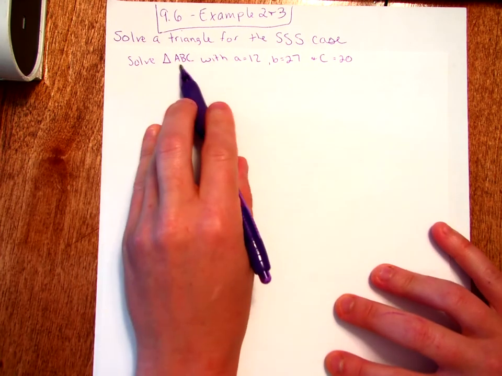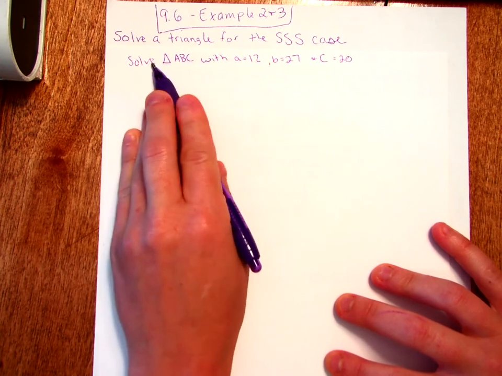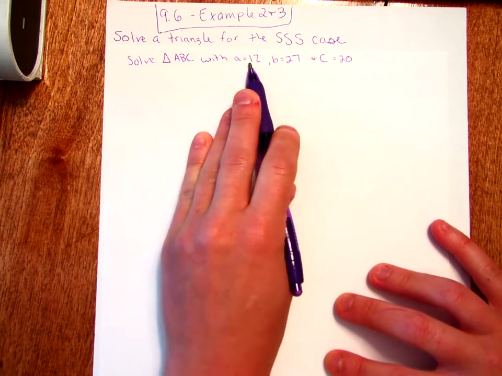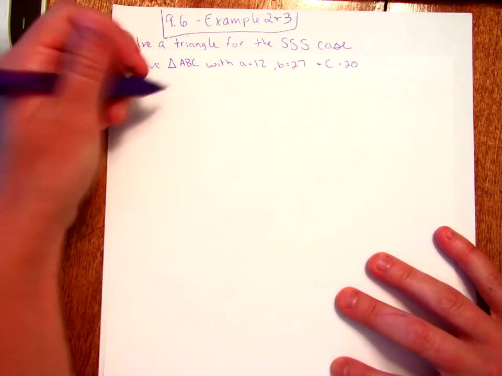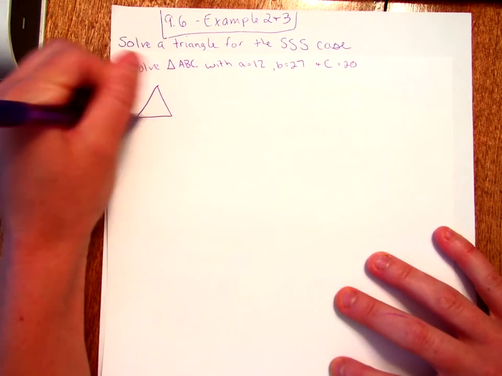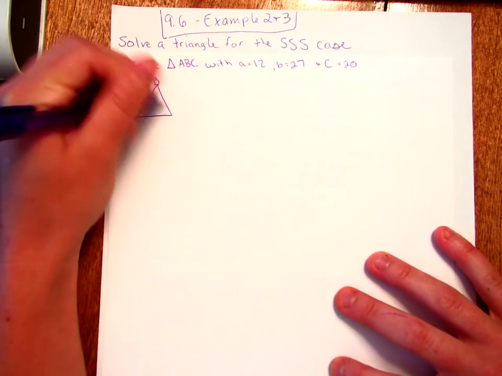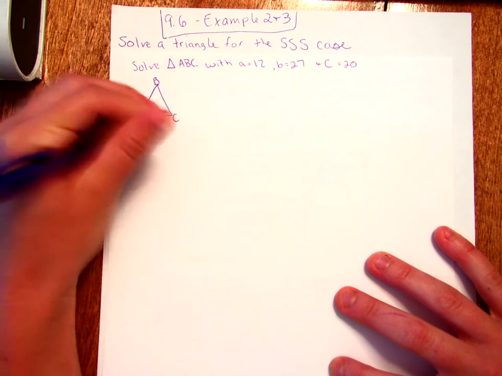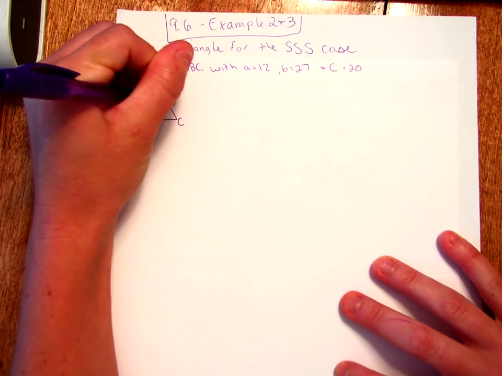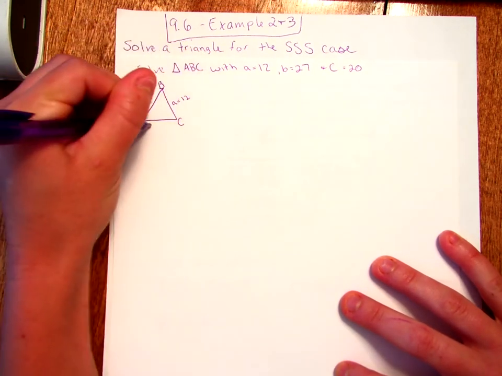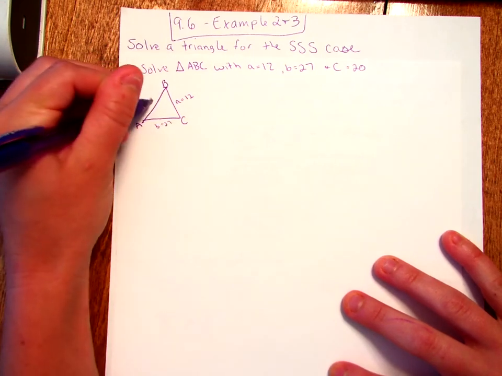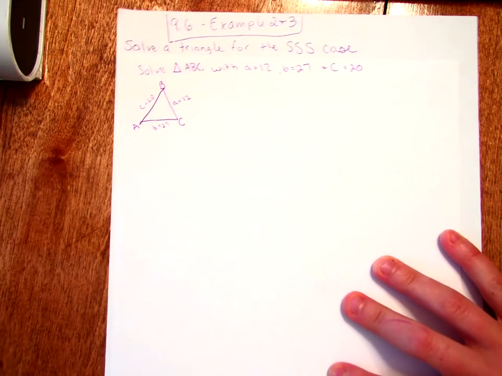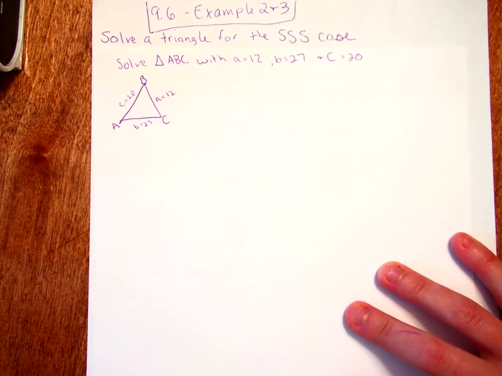So it says solve ABC, meaning you're finding all 6 parts of the triangle, with A equals 12, B equals 27, and C equals 20. These are all going to be side lengths. So angle B is always up there, angle C, angle A. So side A is 12, side B is 27, and side C is 20. So that is what that looks like through there.